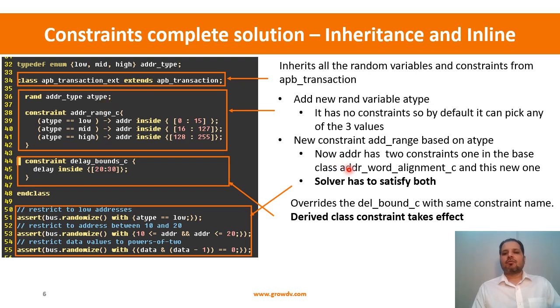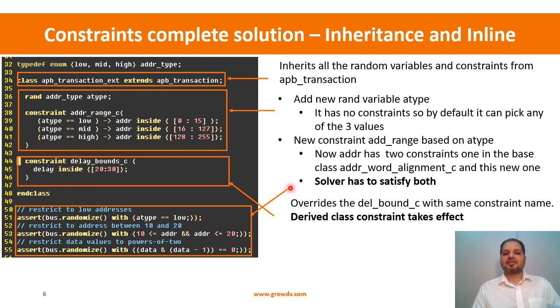Now notice that the address rand variable now has two constraints: one in the base class, which we did for address word alignment, and this new address range constraint that we have added. Now the solver has to satisfy both of them. That is the first thing. The second thing is we have now added another constraint on the delay bounds. The delay bound was the name of the constraint that was already available in the base class. Now I have overridden it with a different value, saying delay should be inside 20 to 30.